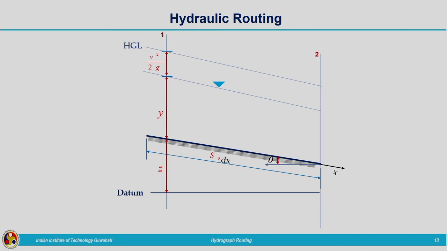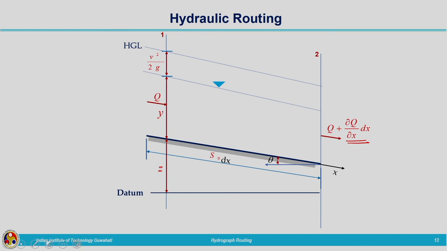So we are going to consider two sections. Within that, we are considering the control volume, that is section 1 and section 2. At section 1, we have the values Z1, Y1, V1 square by 2G, and corresponding values at section 2 also. The flow is taking place from the upstream to downstream. So we can represent Q as entering the control volume, and the outflow from the control volume can be considered as Q plus del Q over del X dx.